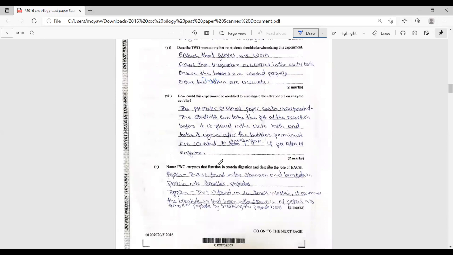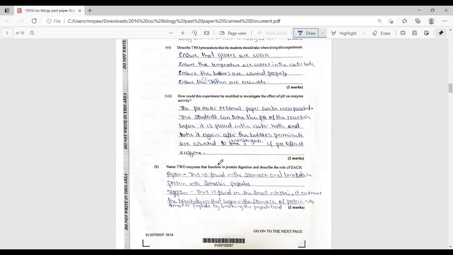So VI, how could this experiment be modified to investigate the effect of pH on enzyme activity? So now you have to incorporate pH in there. For this lab, it is actually pretty easy to incorporate pH. All you have to do is figure out a way to test for pH, and you would have known that you can use a pH meter or a litmus paper. So all you have to say is that you're going to incorporate a pH meter or a litmus paper into the experiment.